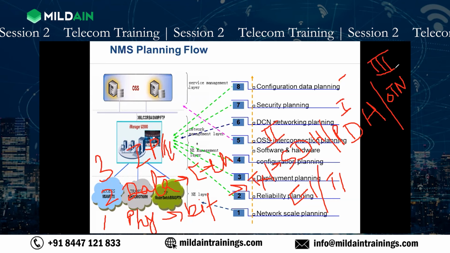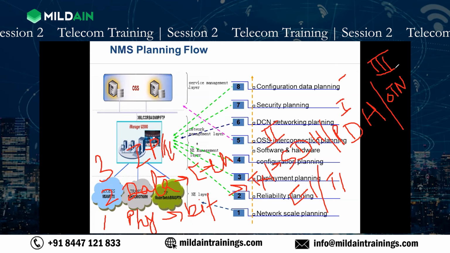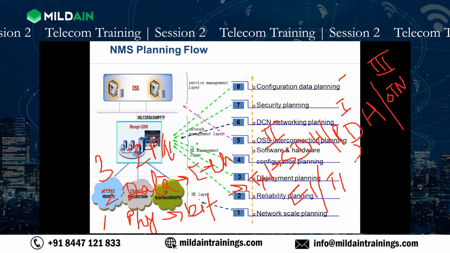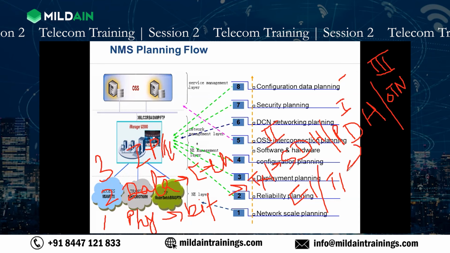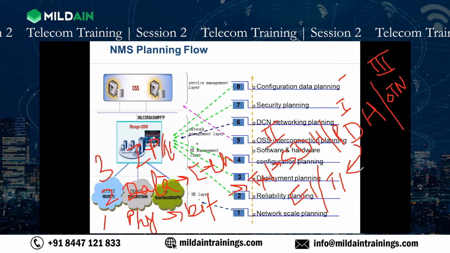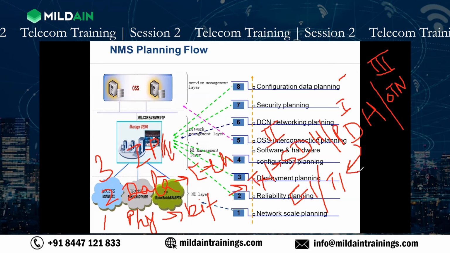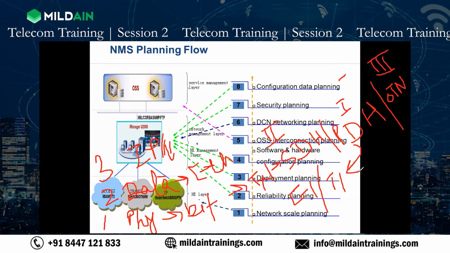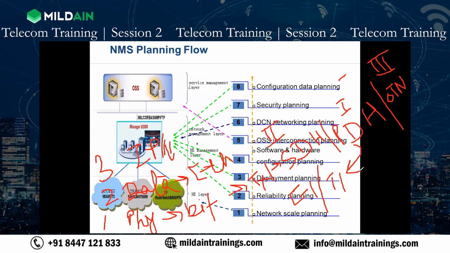Just now we have discussed scale planning. Sorry, PDH, first one. What is the first one, sir? PDH. Second is SDH. First is PDH. In PDH, we get E1, E2, E3, and E4. This is the interface specification.